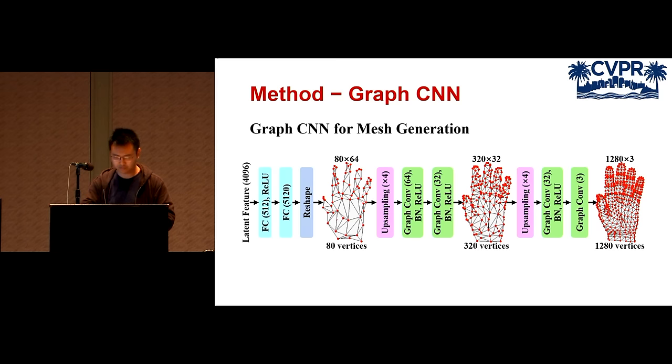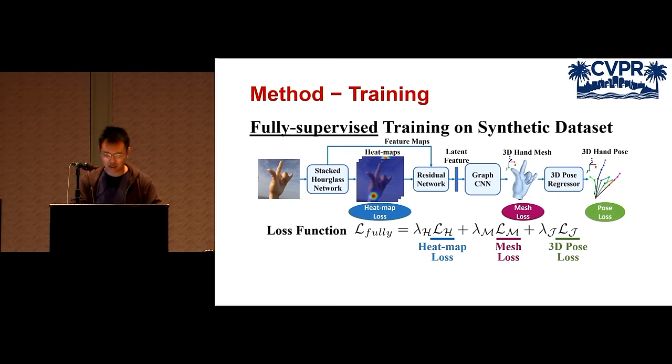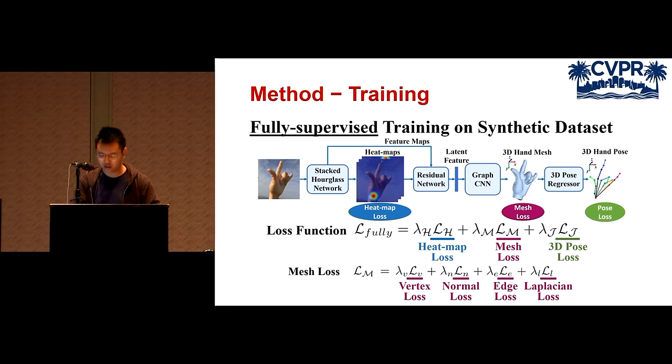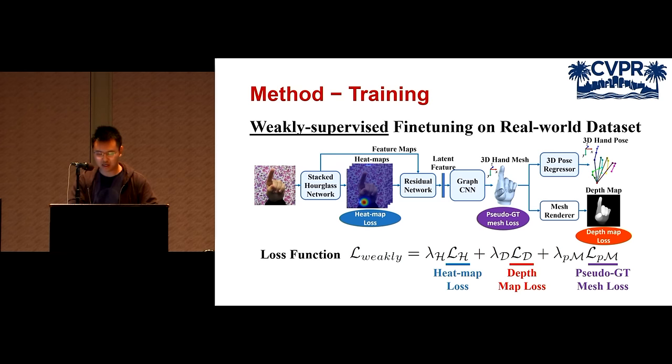We first train the network on our synthetic dataset and then fine-tune it on real-world datasets. On synthetic datasets, we train the networks end-to-end in a fully supervised manner by using 2D heat map loss, 3D mesh loss, and 3D pose loss. On real-world datasets, the network is fine-tuned in a weakly supervised manner. We leverage the corresponding depth map as a weak supervision and employ a differentiable renderer to render the 3D mesh to a depth map.